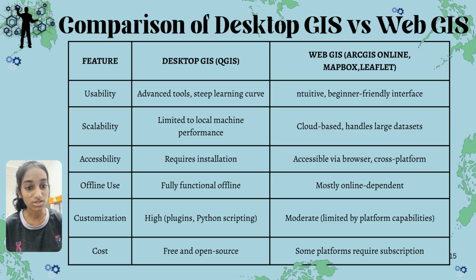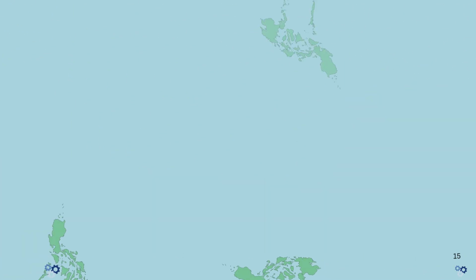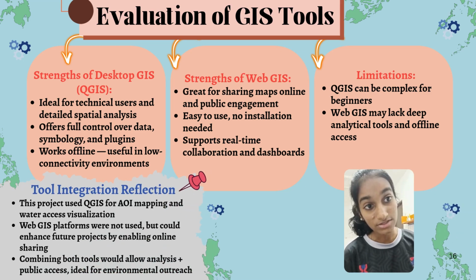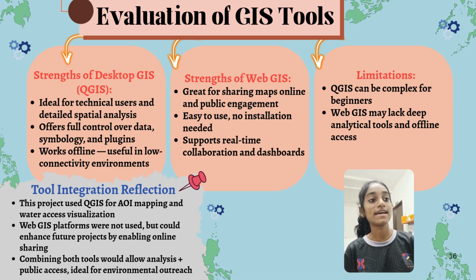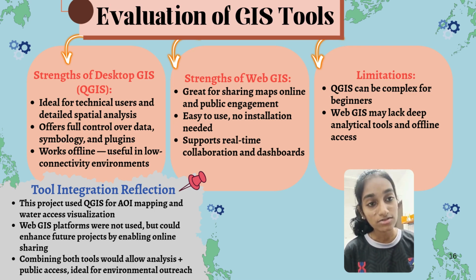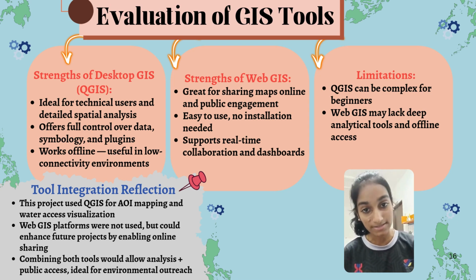But for this project, QGIS was more suitable for technical mapping and offline work. This slide shows the strength and limitation of desktop GIS and web GIS tools. Desktop GIS like QGIS is really ideal for technical users. It gives full control over data, symbology and plugins, and it also works offline, which was very useful for this project.